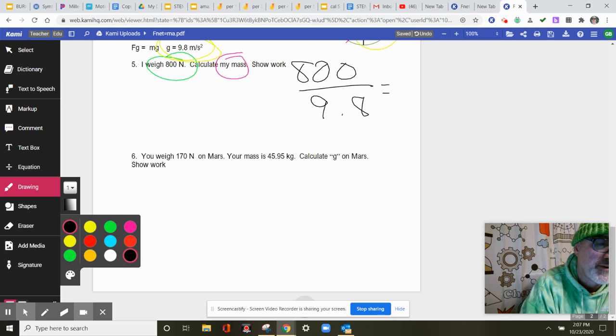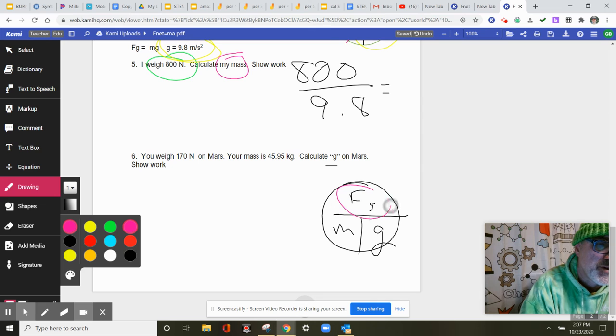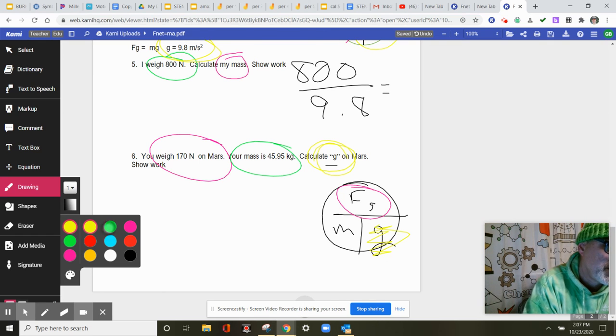And now we're going to figure out G on Mars, right? So we have the same formula, force of gravity, mass, little g. So we have the force of gravity, the weight. Now we have the kilograms. Now we're going to want to calculate little g. So we just divide the weight divided by the mass.